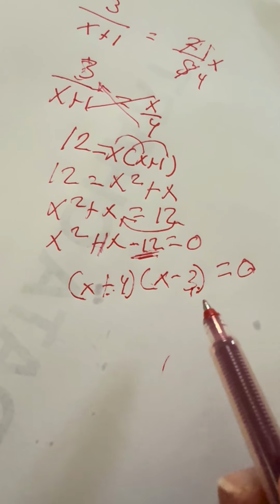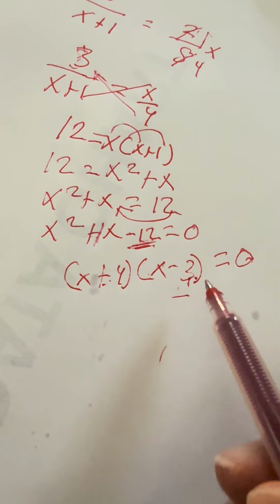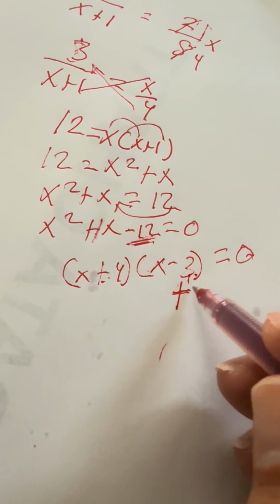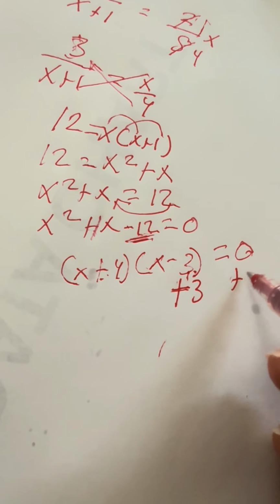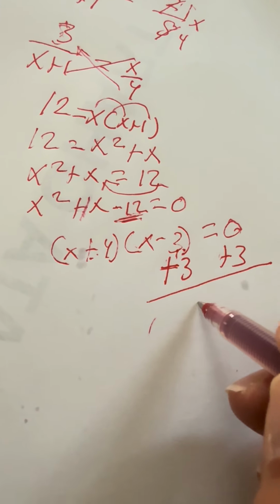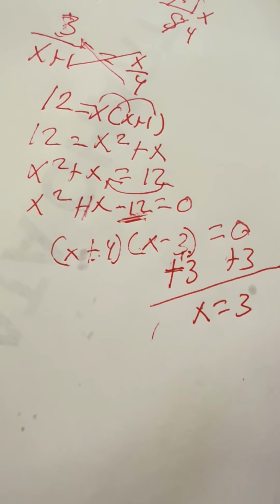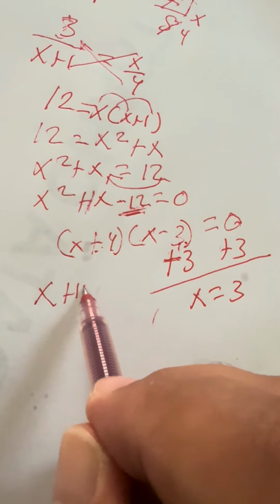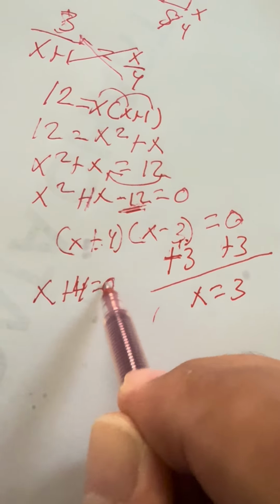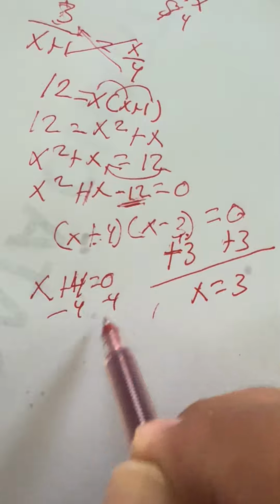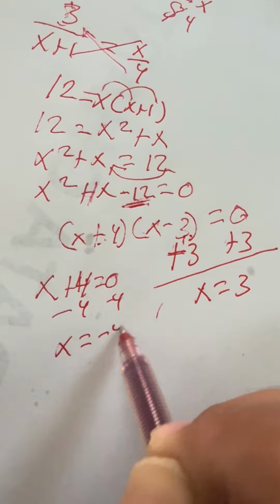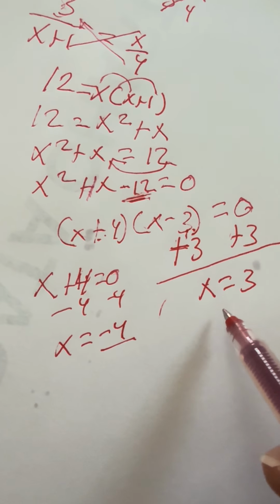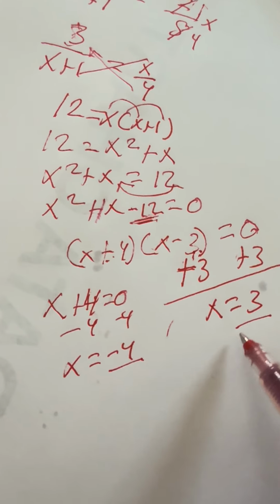All right, next we're just going to solve here for x. We'll solve for this x right here by adding 3 on both sides. Okay, x equals 3. All right, and then the last one right here, which is x plus 4 equals 0. We're going to subtract 4 on both sides, and x equals negative 4. So our two solutions right now are negative 4 and 3.